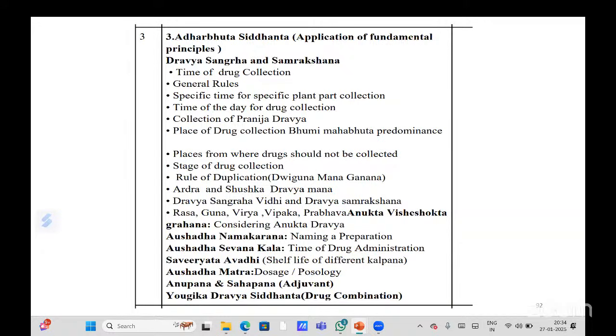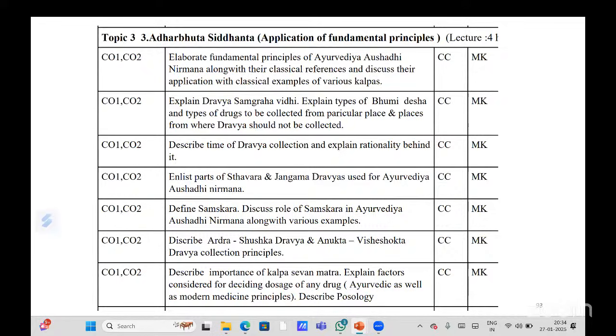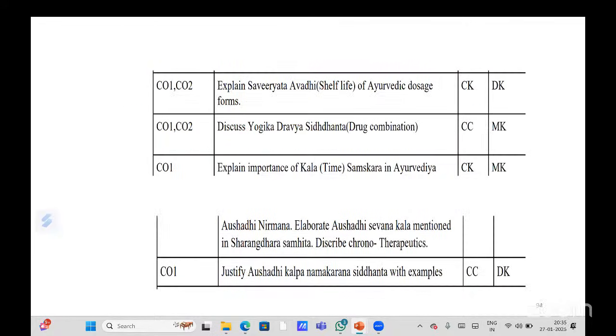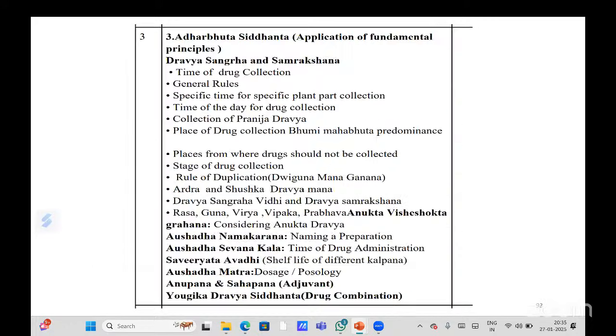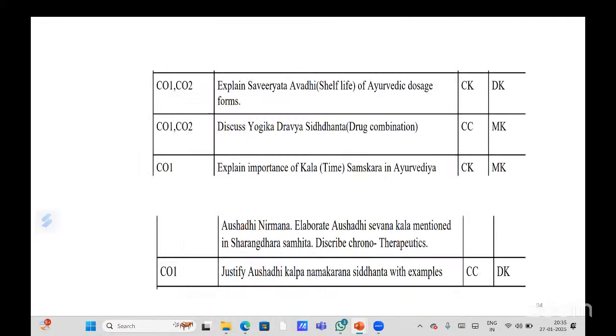So here, what are the most known things? Almost all concepts are must know except the Saviryata Avadhi. Saviryata Avadhi is desired to know, and Aushadha Kalpana or Aushadhi Namakarana Siddhanta, that is desired to know. So Aushadhi Namakarana as well as Saviryata Avadhi, these two concepts are desired to know. Again, there may be chances of asking Saviryata Avadhi for 5 marks in relation with desire to know. However, we will get a total of 10 marks from desire to know and nice to know.